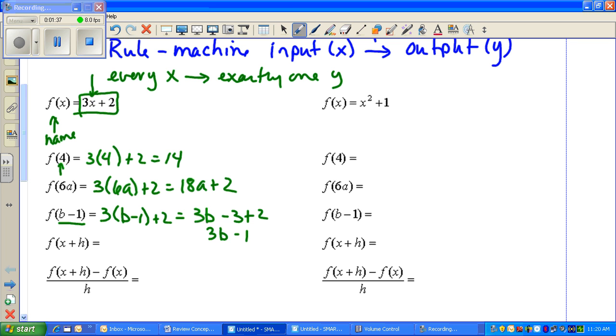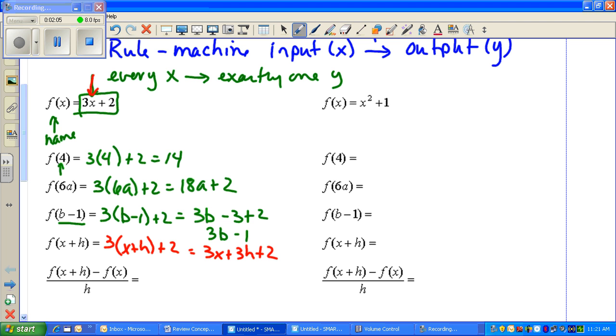Now we have a sum. Now this involves 2 letters, not a number involved at all, which it really doesn't matter. Whatever my input is, it's going to go into this position. So now I'm going to have 3, and in for x goes this quantity x plus h. And then I need to add on 2 to complete my rule. Distributing the 3, 3x plus 3h plus 2.